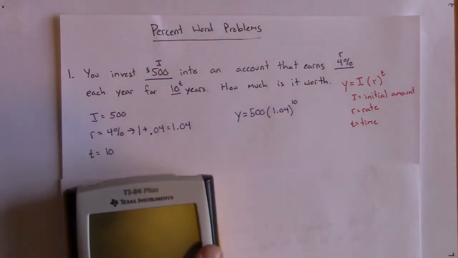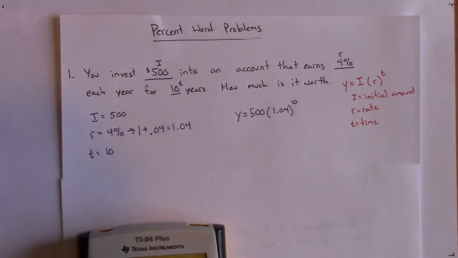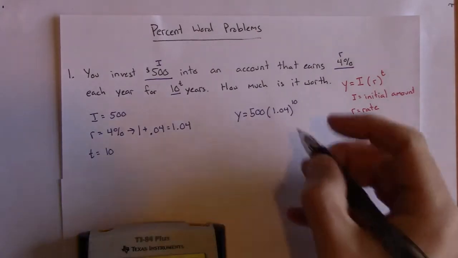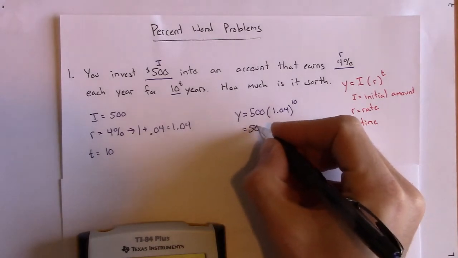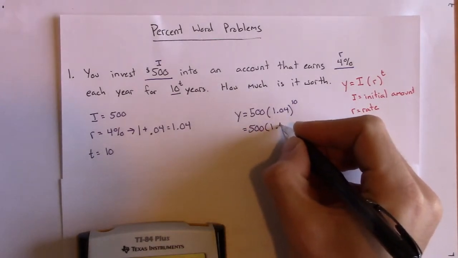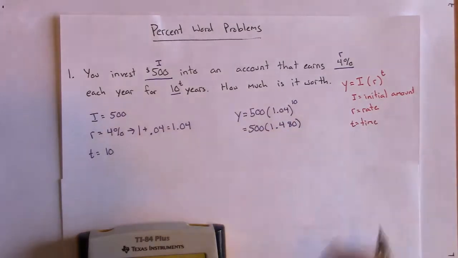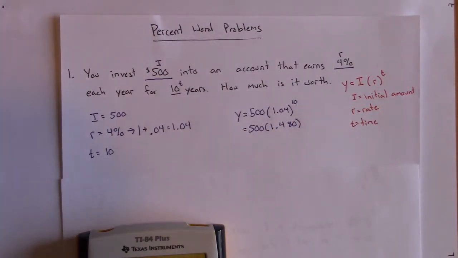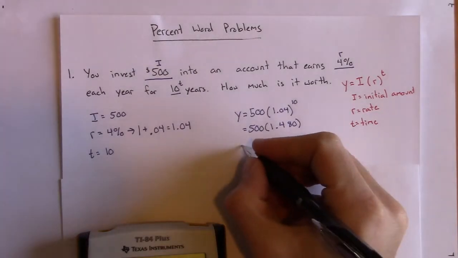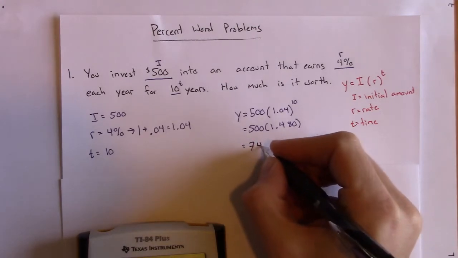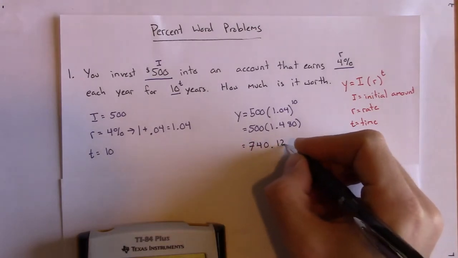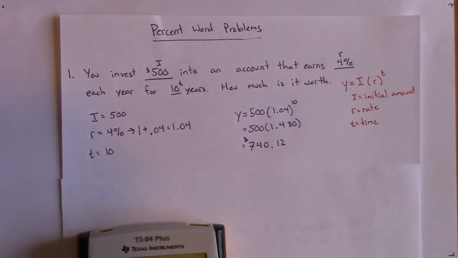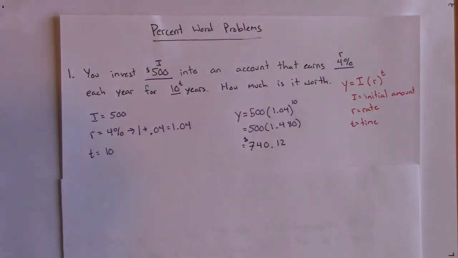So I'm going to come over and I'm going to take my calculator and I'm going to go 1.04 and I'm going to raise it to the 10th, and I'm going to get a number that is approximately 1.480. I'm going to use all the digits in my calculator, and I'll show you how to punch this into the calculator in a following video. I'm then going to multiply that by 500, and I would get that the account, or the investment, is now worth $740.12. Okay? So that's that first one right there.